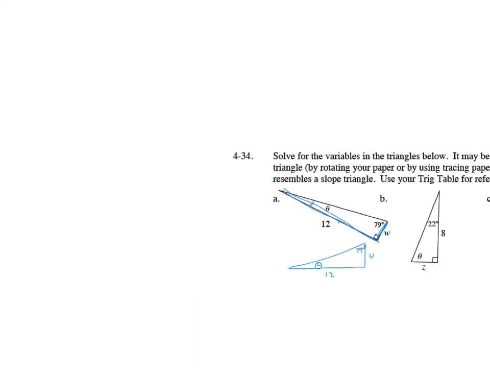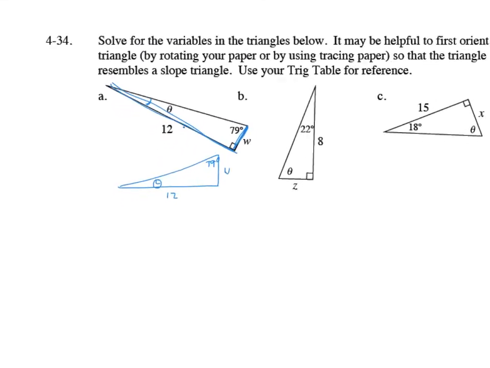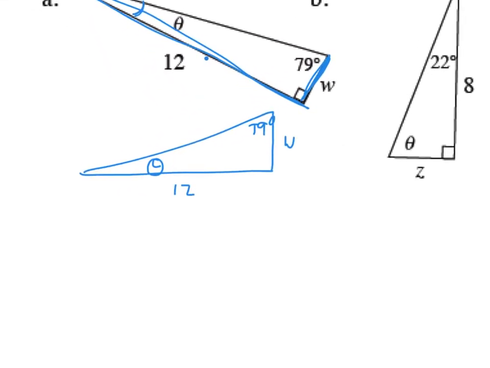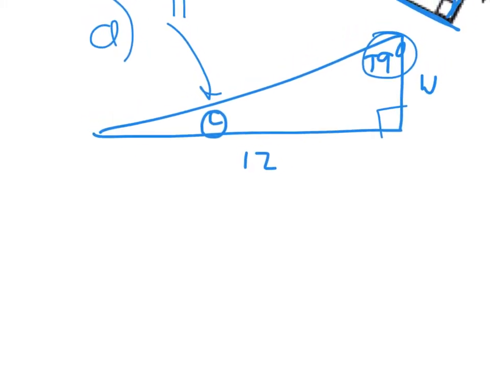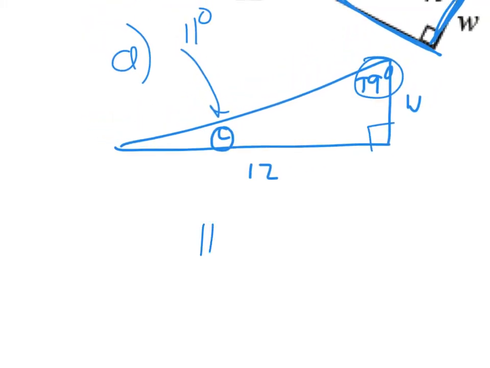And so it asks you to solve for the variables in the triangle. So we have two variables in this problem in letter A that we want to solve for. Well, I can solve for theta pretty easily. I know that this is a right triangle and this is 79 degrees up here. That means that theta has to be 11 degrees. And I also know 11 degrees is the first ratio that we discovered. An 11-degree angle meant that it had a slope ratio of 1/5.